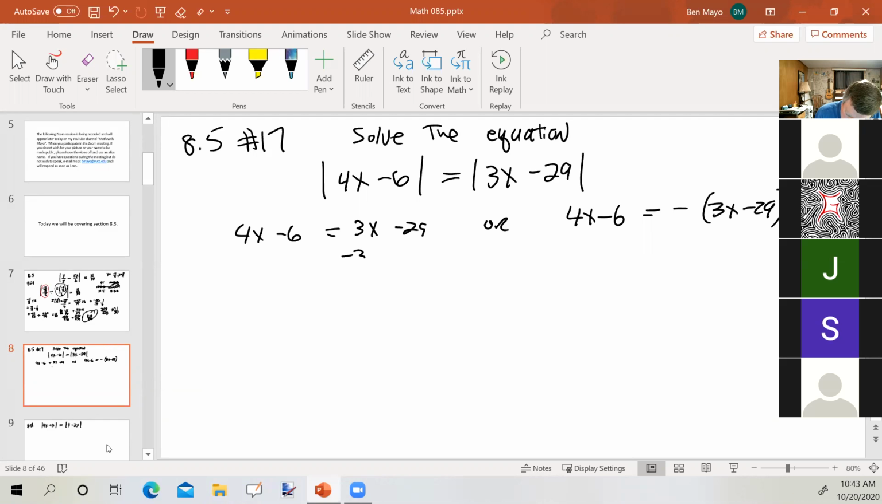Solving the first equation, I'm going to subtract 3x from both sides. x minus 6 equals negative 29. Add 6 to both sides. x equals negative 23, which we'll come back and check here in a minute.